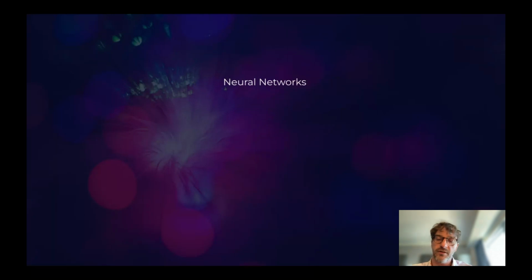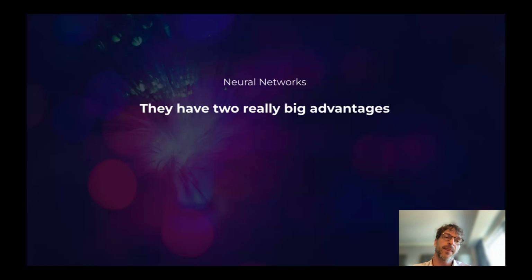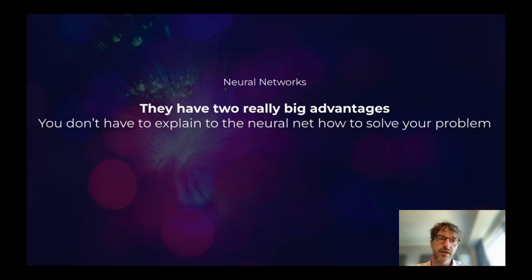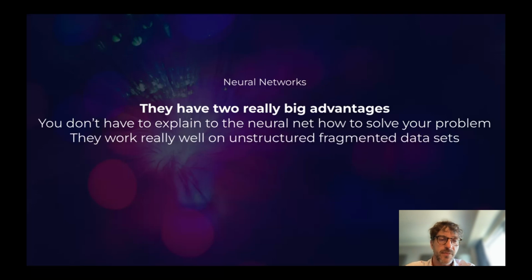So let's summarize neural networks a little bit. They have two really big advantages. You don't have to explain to the neural net how to solve your problem. That's what's fascinating about it. You don't have to explain to ChatGPT or any of these technologies how to write a poem, how to write a specification, or how to read drawings or documents. They learn or do it by themselves. They work really well on unstructured, fragmented data sets. You don't have to explain to them how to read a whole bunch of information.